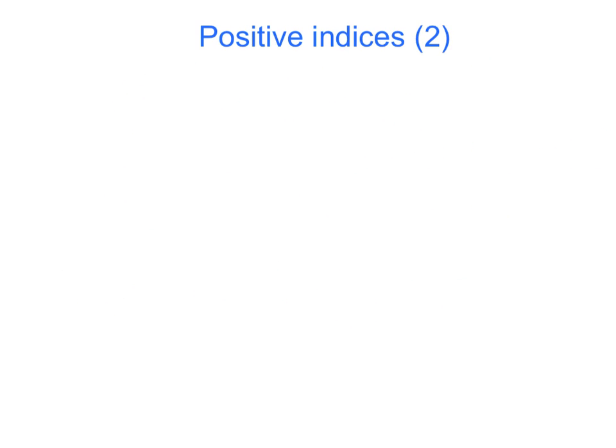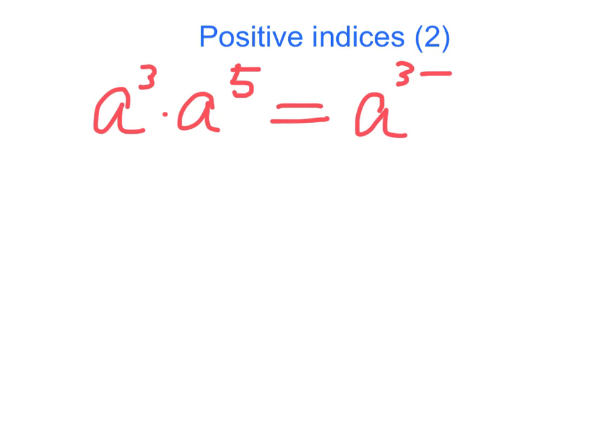We very quickly go to the simplest example. For example, a to the power 3 times a to the power 5, and we apply the index law. That means a to the power 3 plus 5. That means very straightforward. You can get the answer a to the power 8.